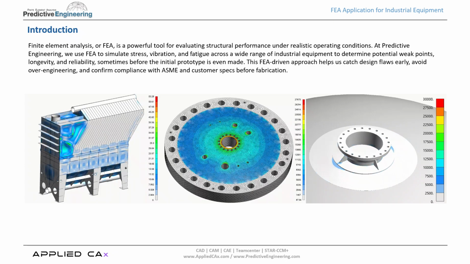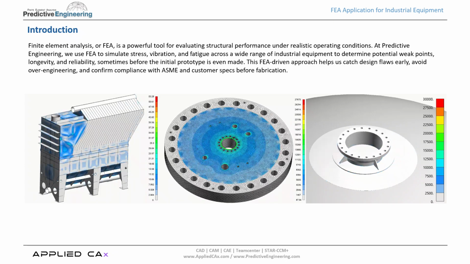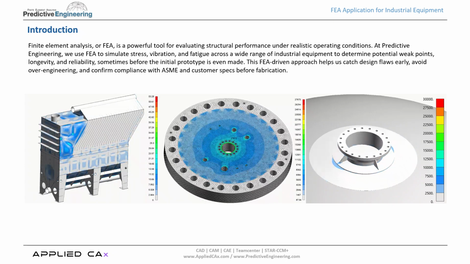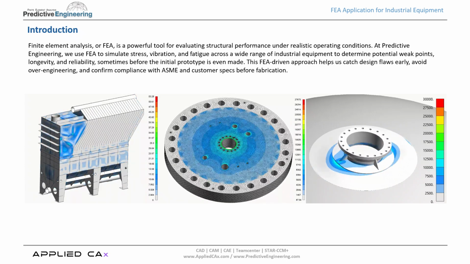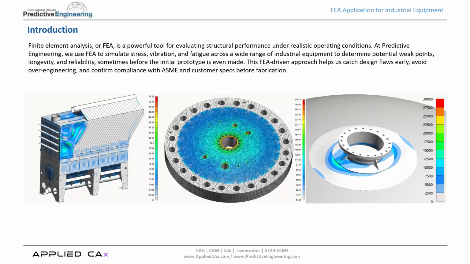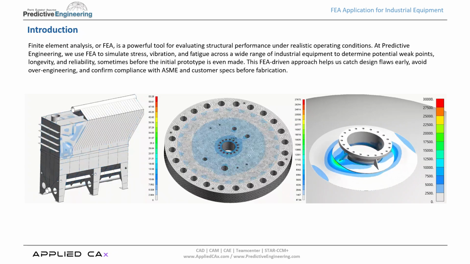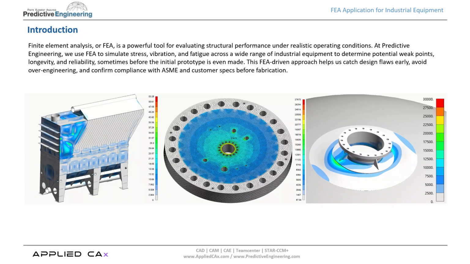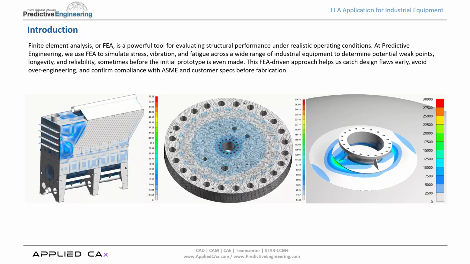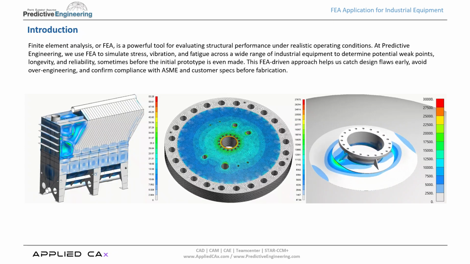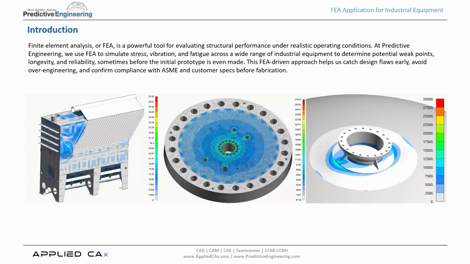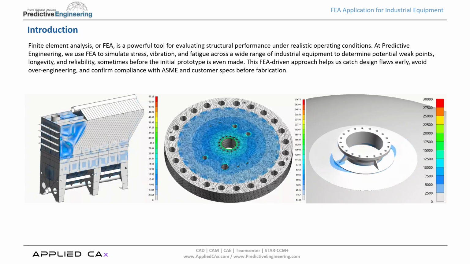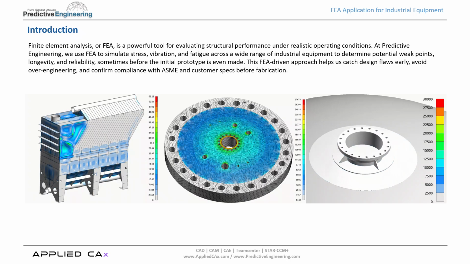Finite element analysis, or FEA, is a powerful tool for evaluating structural performance under realistic operating conditions. At Predictive Engineering, we use FEA to simulate stress, vibration, and fatigue across a wide range of industrial equipment to determine potential weak points, longevity, and reliability, sometimes before the initial prototype is even made. This FEA-driven approach helps us catch design flaws early, avoid over-engineering, and confirm compliance with ASME and customer specs before fabrication.